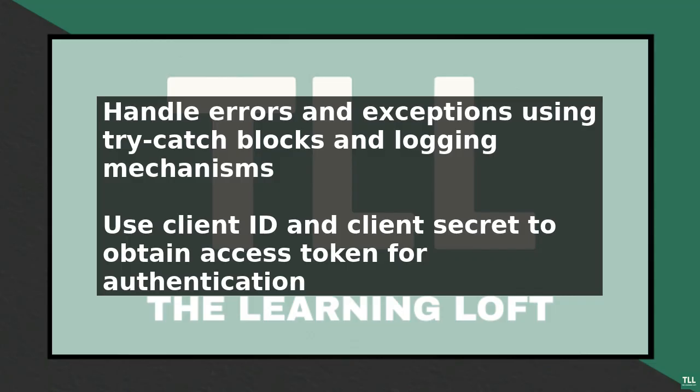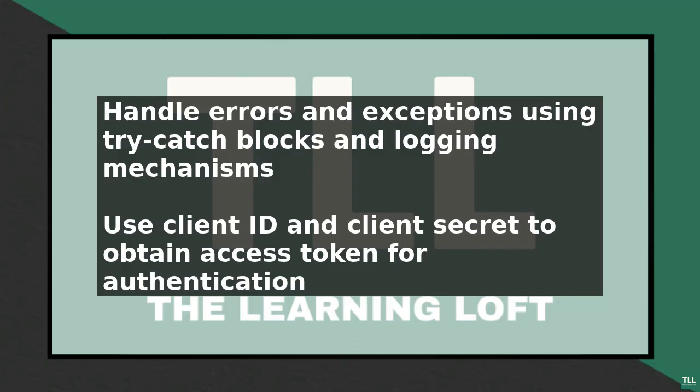To authenticate API requests, use the client ID and client secret to obtain an access token. The access token is then used to authenticate subsequent API requests. The SDK provides methods to handle authentication and token refresh.